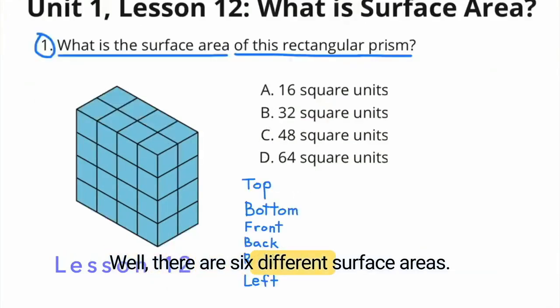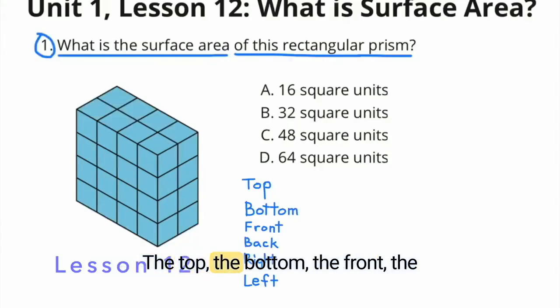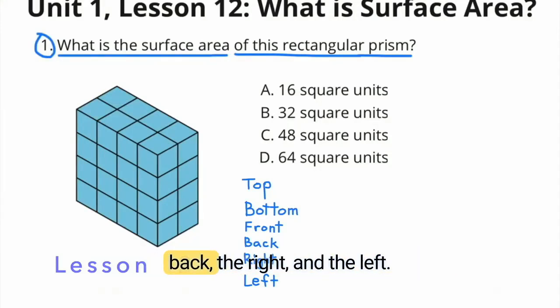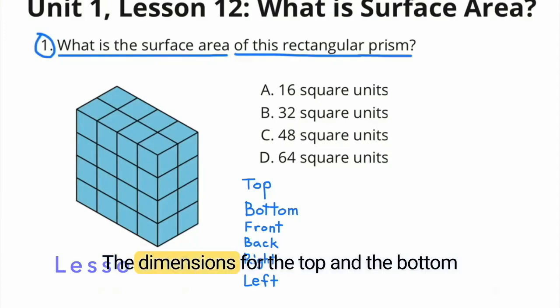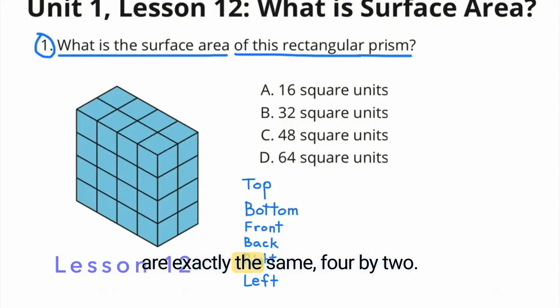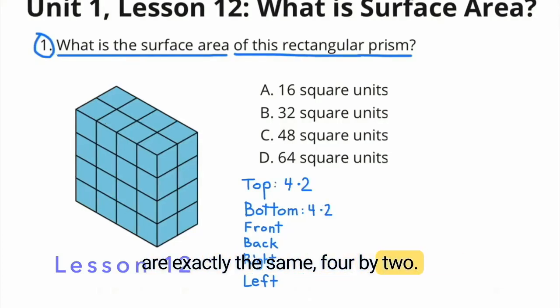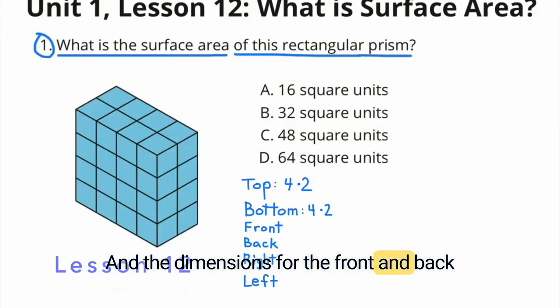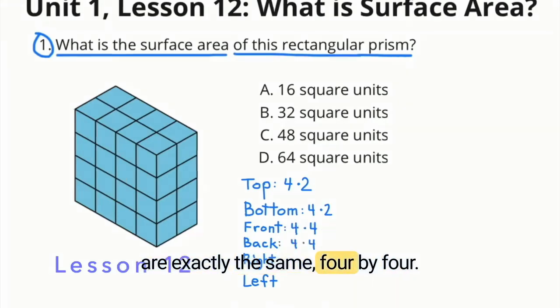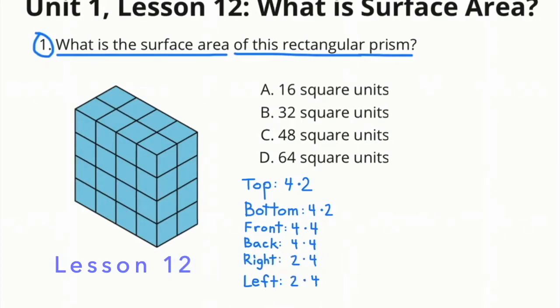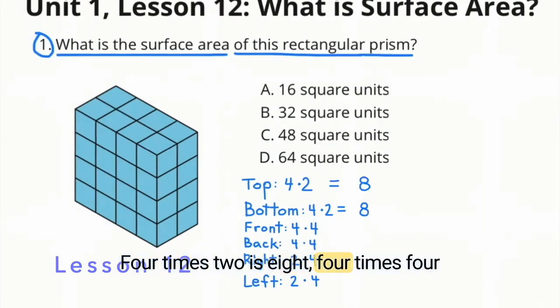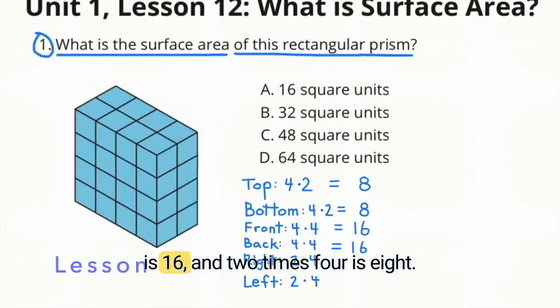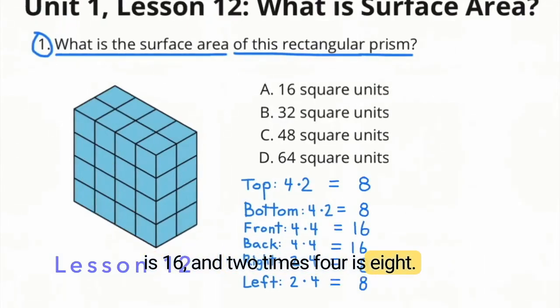Well, there's 6 different surface areas: the top, the bottom, the front, the back, the right, and the left. The dimensions for the top and the bottom are exactly the same, 4 by 2, and the dimensions for the front and back are exactly the same, 4 by 4, and the right and the left sides are exactly the same, 2 by 4. 4 times 2 is 8, 4 times 4 is 16, and 2 times 4 is 8.